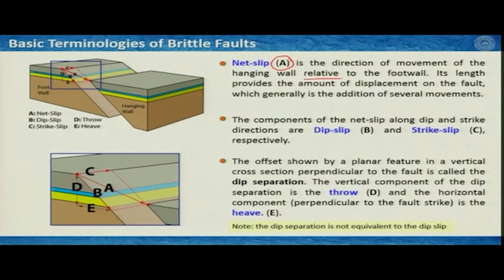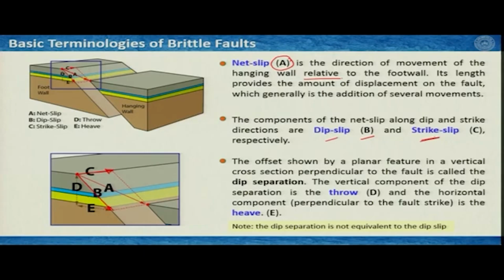If this net slip happens along a particular direction, then we can resolve the component of this net slip vector along the strike of the fault plane and along the dip direction of the fault plane. So, these are B and C. The components of the net slip along the dip and strike directions are dip slip, which is B in this image, the component along the dip direction, and then strike slip, which is C, the component of the net slip along the strike direction.